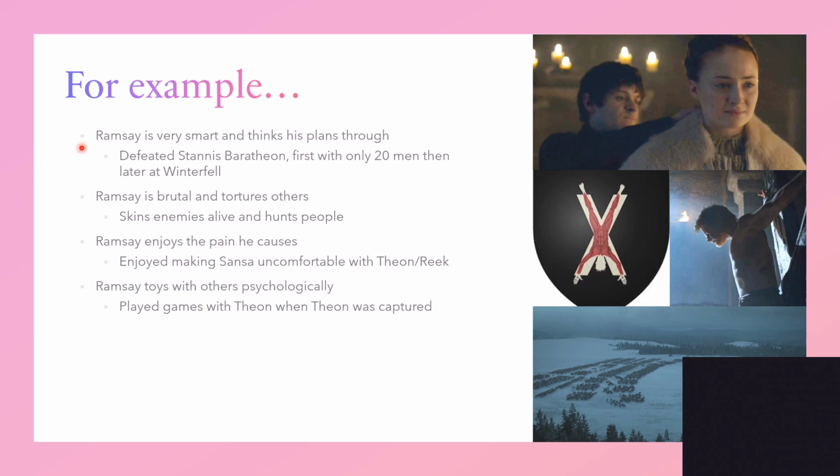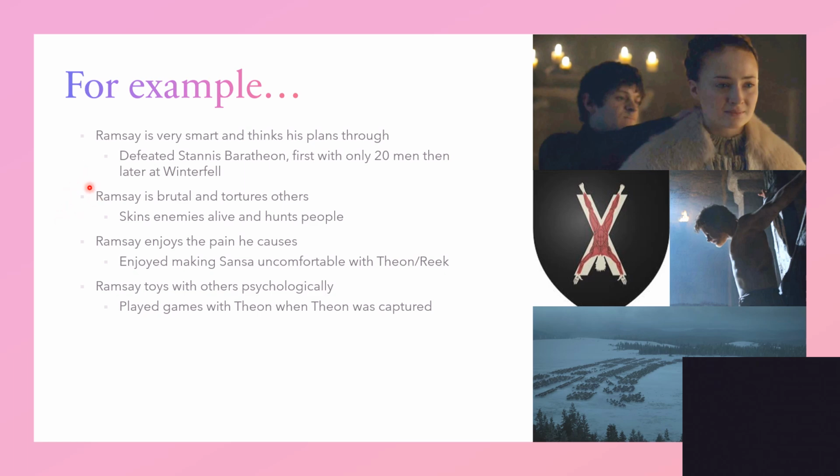So our first point was Ramsay is very smart and he thinks his plans through. An example of that is how he defeated Stannis Baratheon. First, he only did it with like 20 men. He only had 20 men and took him out, and Stannis's men left him. And then later, when Stannis approached at Winterfell, he defeated him permanently, forever gone. So there's an example of how Ramsay had a smaller group, but defeated the bigger group. So clearly, he's very smart.